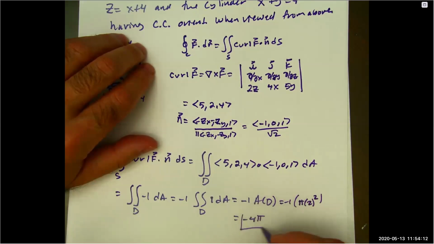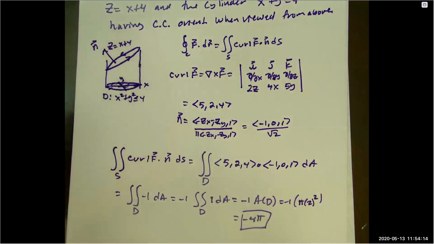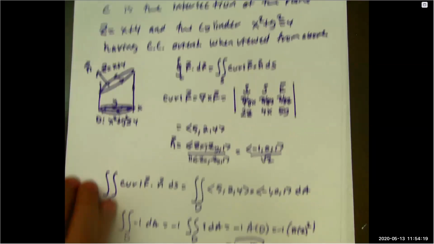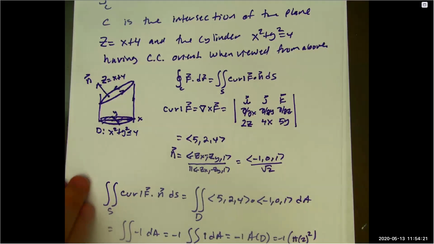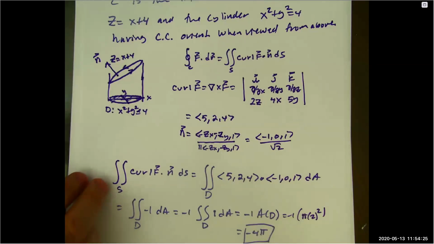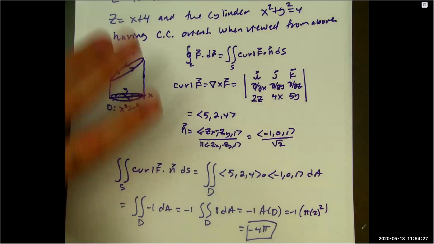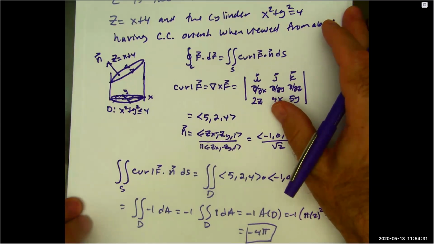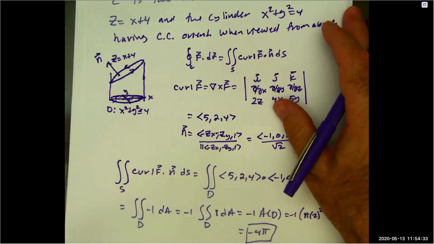If you want to, you can convert to polar also. But you can see this problem is not difficult at all. It's pretty straightforward. Not every problem involving Stokes' theorem is going to be too hard. A lot of times Stokes' theorem is kind of like a shortcut, just like Green's theorem was.